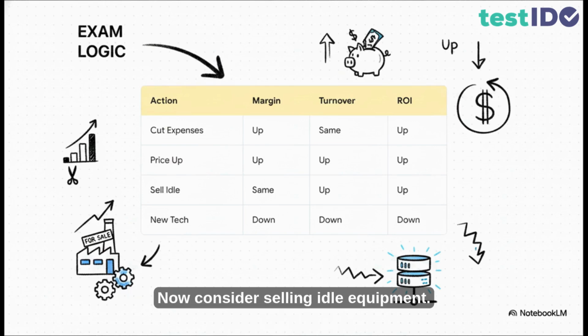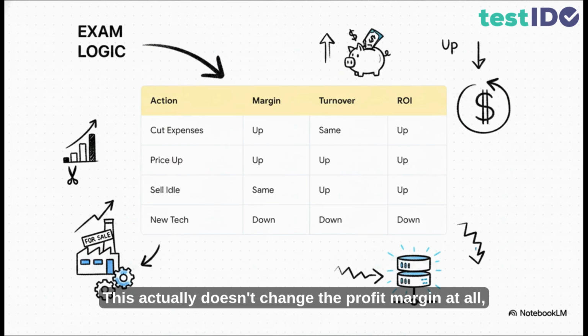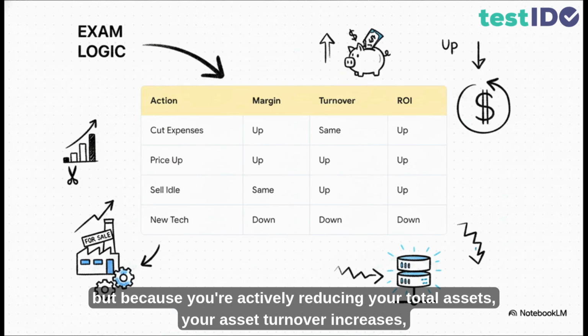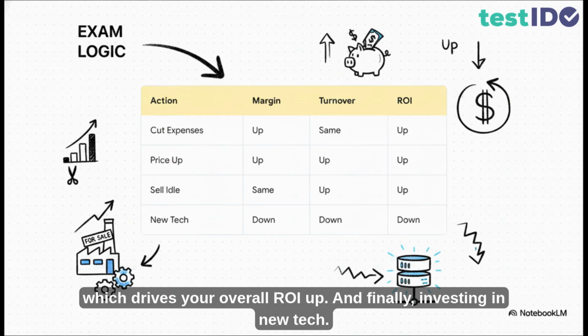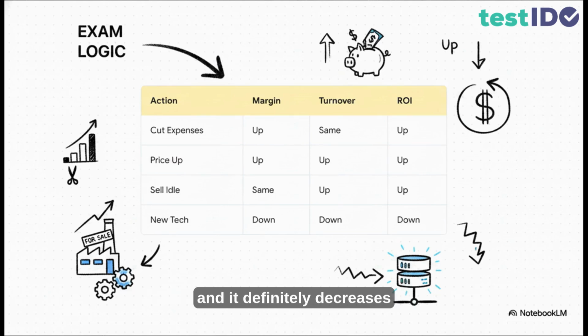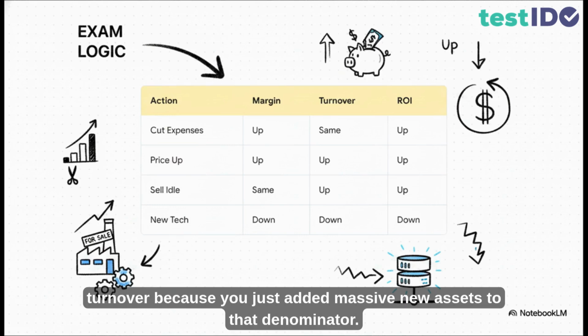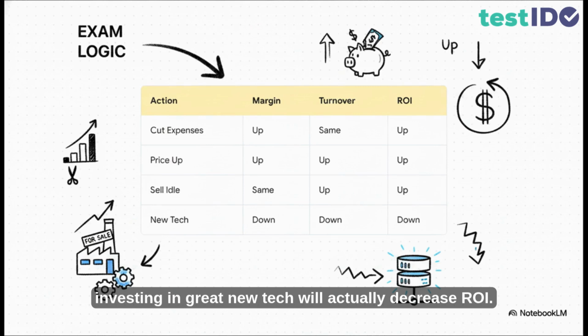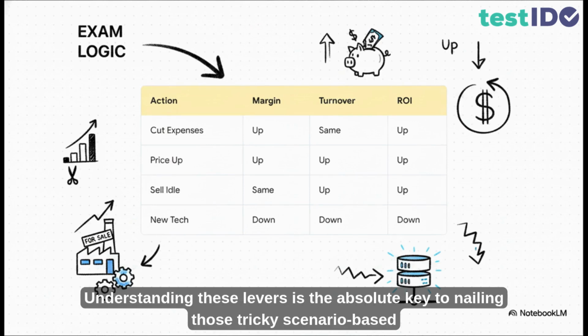Now consider selling idle equipment. This actually doesn't change the profit margin at all, but because you're actively reducing your total assets, your asset turnover increases, which drives your overall ROI up. And finally, investing in new tech. Watch out for this one. This might actually decrease profit margin in the short term due to new depreciation expenses, and it definitely decreases asset turnover because you just added massive new assets to that denominator. So in the short term, investing in great new tech will actually decrease ROI.